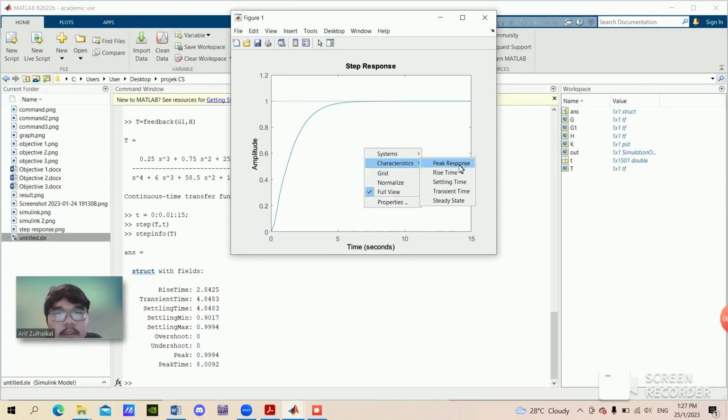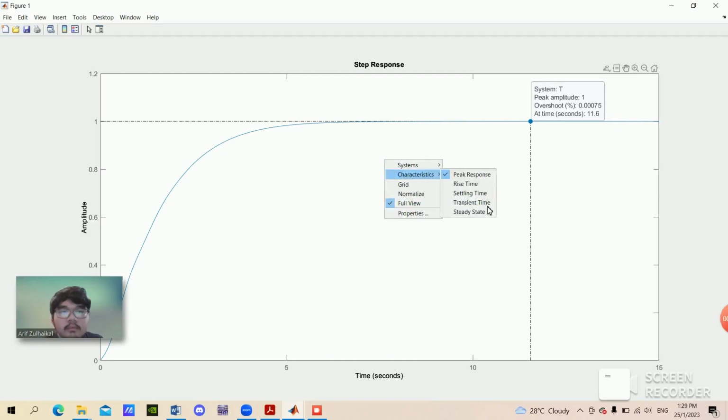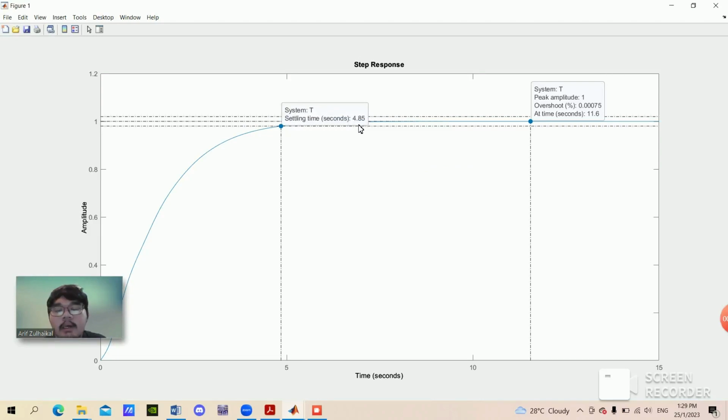First of all, the peak response is the overshoot. We get under 10%, that is 0.0007. After that, for the settling time, I get 4.85 seconds, and for the steady state, the final value is 1. So the steady state error is 0%.